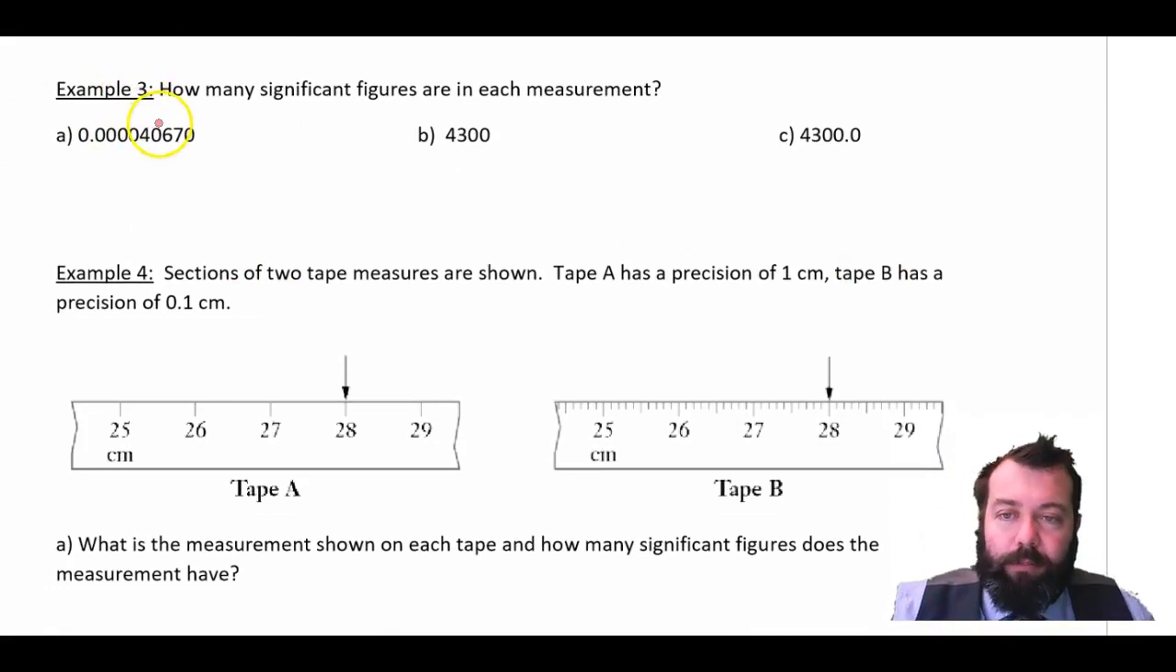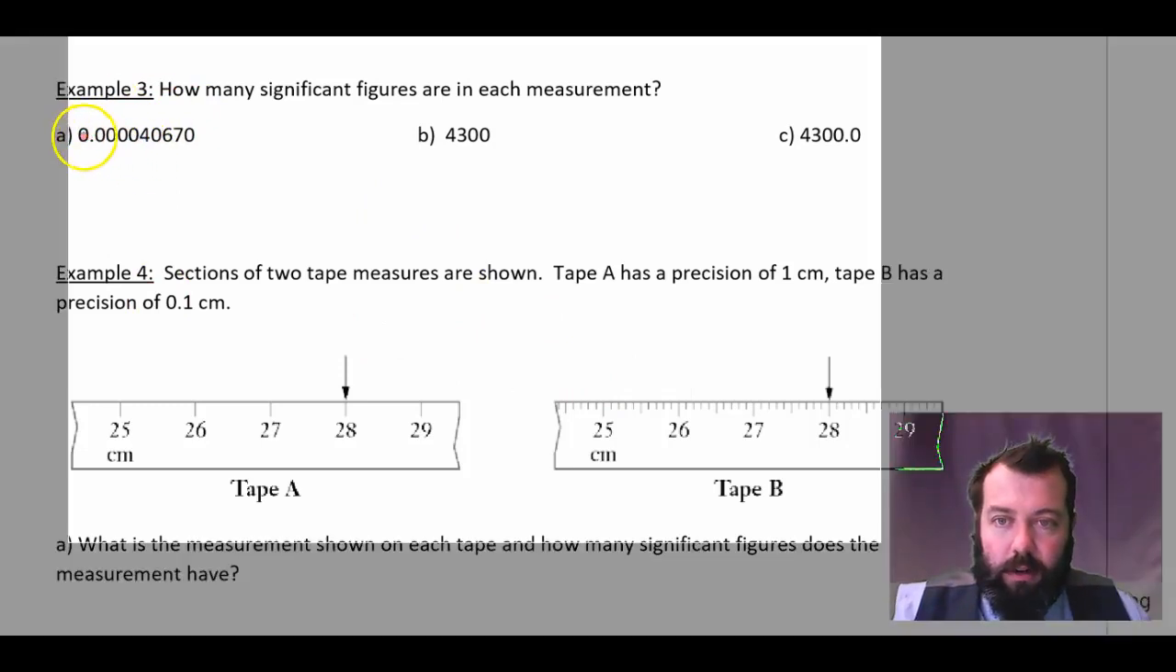Look at this first one here. Now, zeros at the beginning, they don't count. So they're not significant. Zeros at the start are just to give me place value. But I've got 1, 2, so that's significant. The 0 is significant because it's in the middle. And a 0 at the end after a decimal place is definitely significant. So that's 5 significant figures.